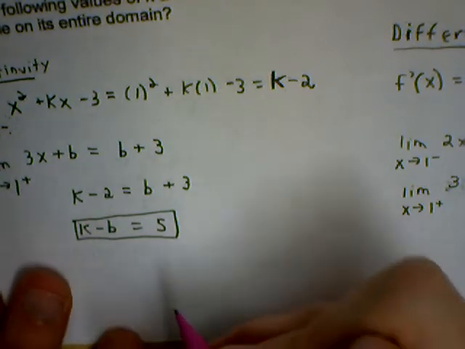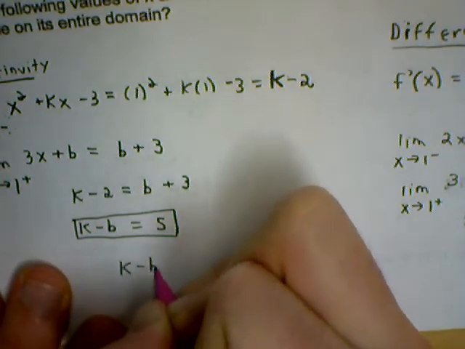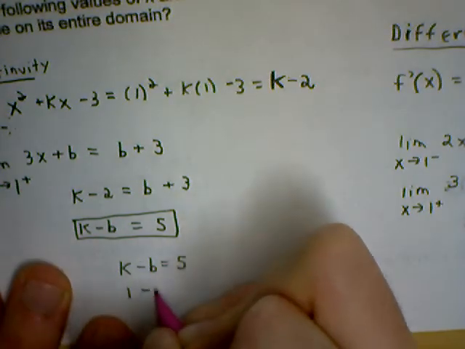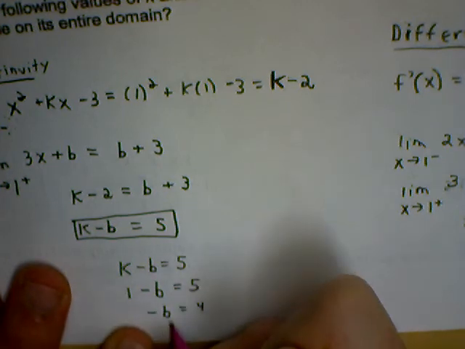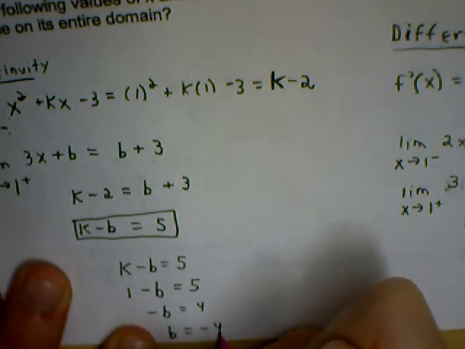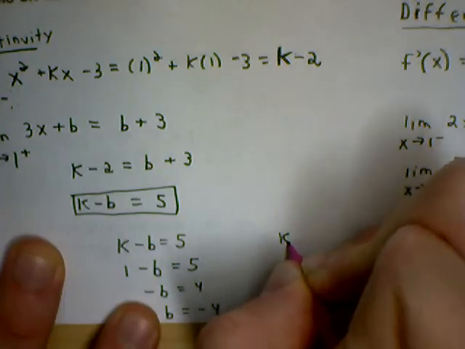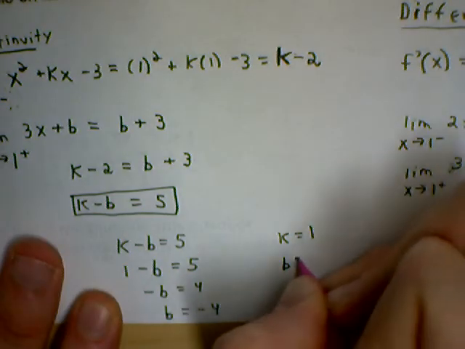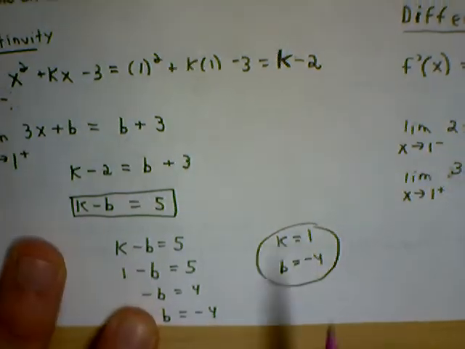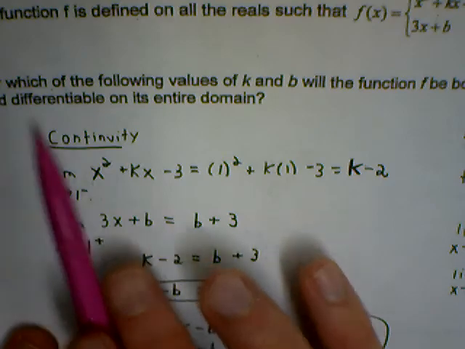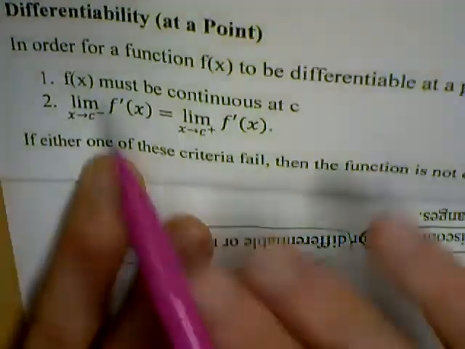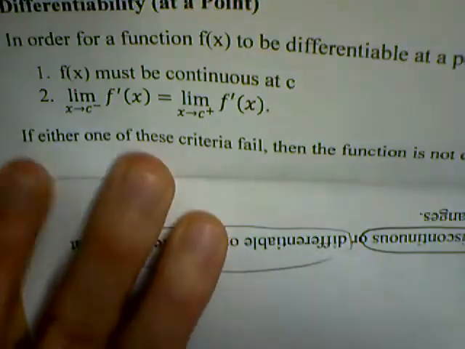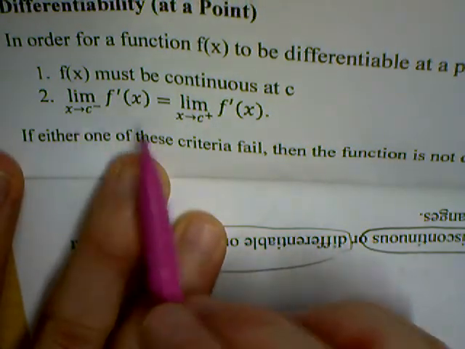Now, to be able to solve, I'm going to take this k equals 1, plug it back into my other equation. So I have k minus b equals 5. 1 minus b equals 5. Subtract 1, I get negative b equals 4. Divide by negative 1, b is negative 4. So when k equals 1 and b equals negative 4, this function is continuous and differentiable everywhere around its entire domain. So to review, for differentiability at a point, you have to check the continuity and the left-hand and right-hand derivatives.